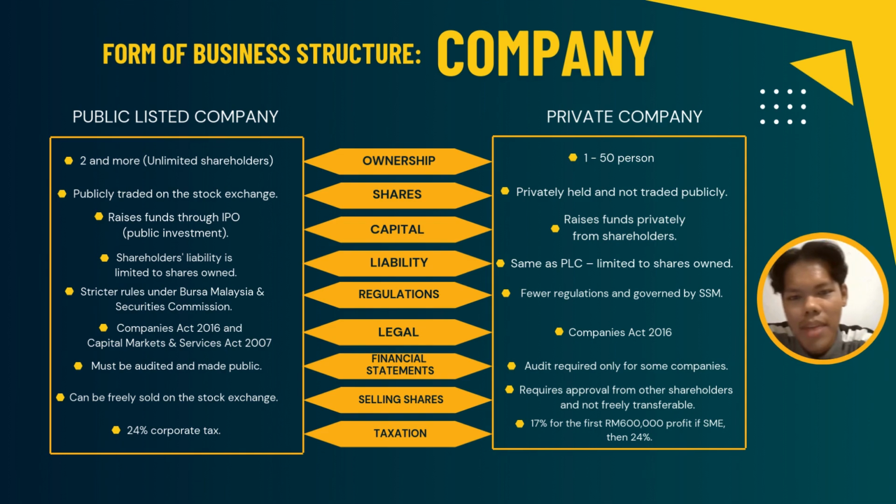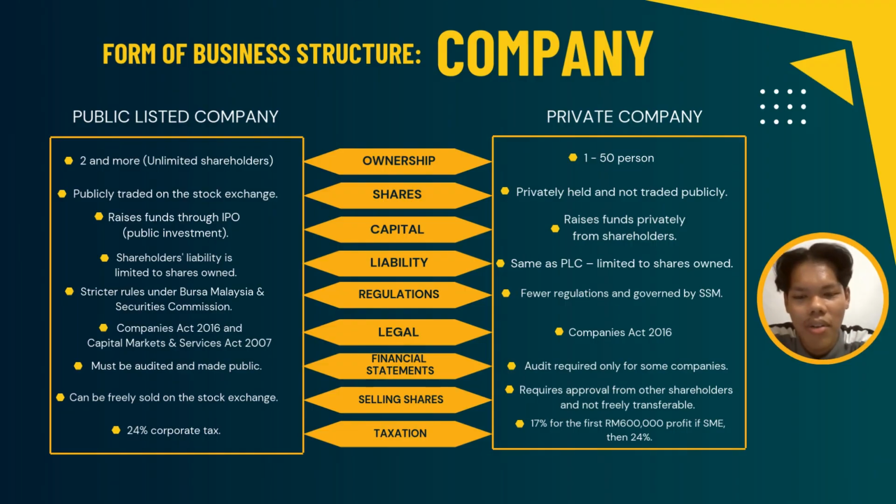Now, in main legislation, both types of company are governed by the Companies Act 2016. However, public listed companies must also follow the Capital Markets and Services Act 2007 and Bursa Malaysia's listing requirements. These additional laws are in place to ensure transparency, accountability, and investor protection.